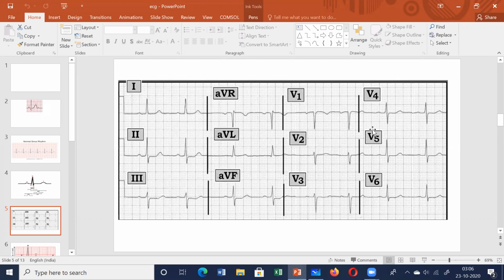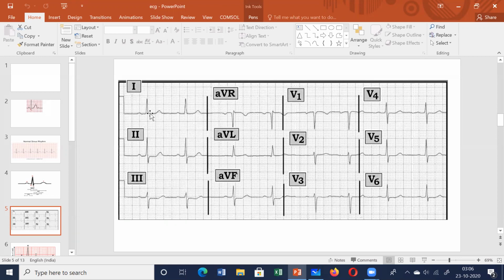Similarly, if there is elevation in lead 2 and lead 3, this means the inferior surface of the heart has been affected. But if you find ST segment elevation in all the leads except AVR and V1, that usually indicates acute pericarditis. And there are certain situations where you can also find ST segment depression.